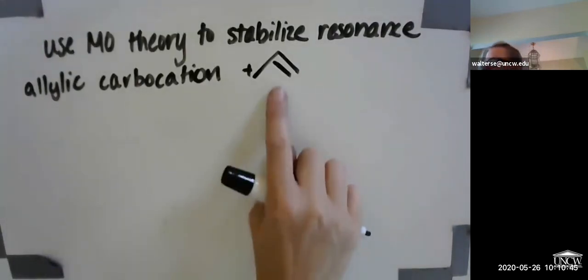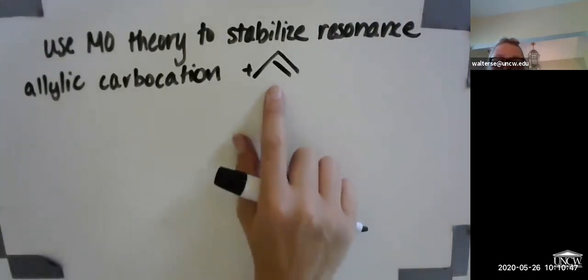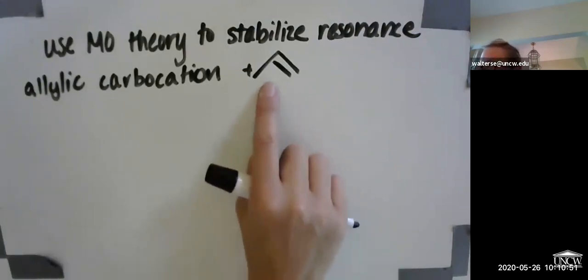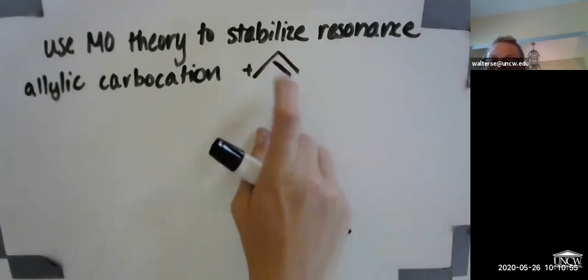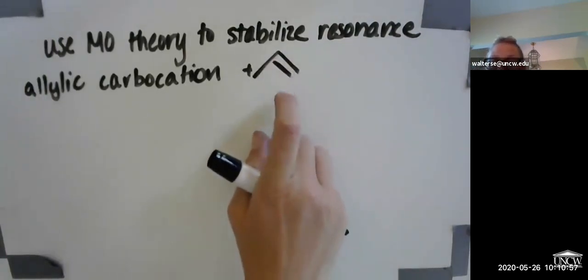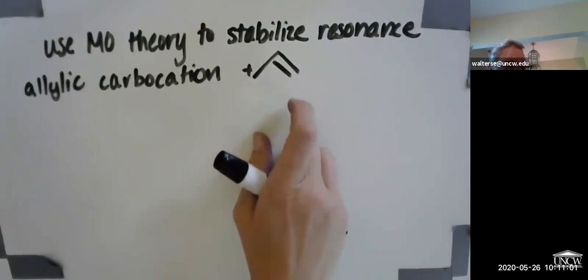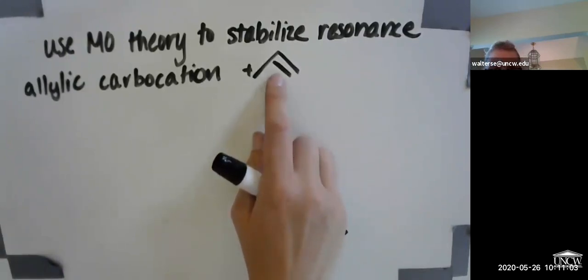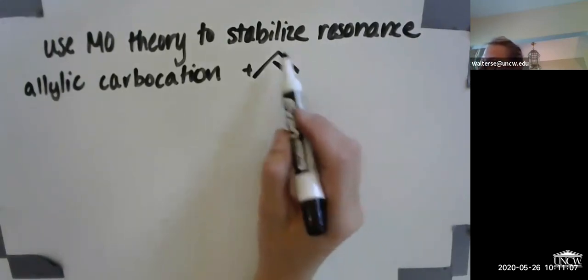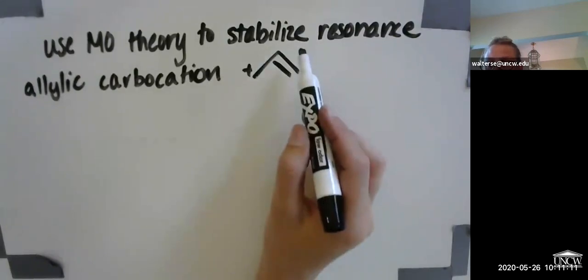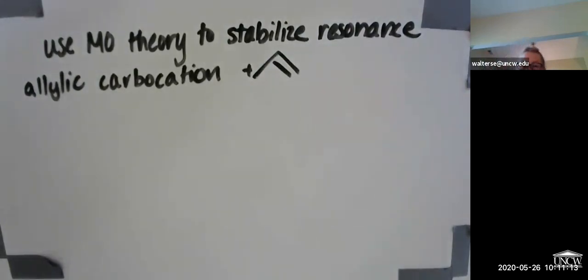Now, if you ask, does valence bond theory tell you anything about this? Valence bond theory, kind of. It'll explain the bond angle and the hybridization, but it doesn't really help you with understanding why 3 carbon atoms are participating in stabilizing this structure. Okay, so we're going to do this.